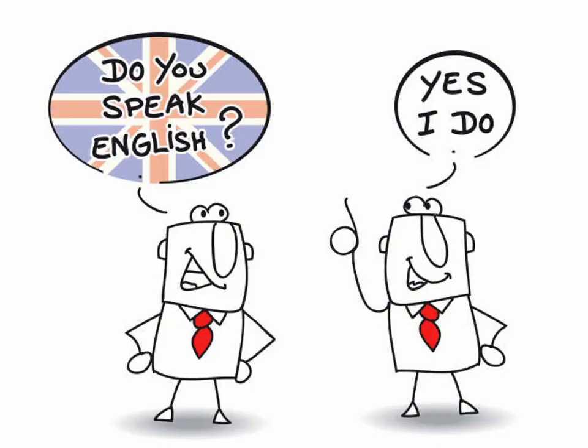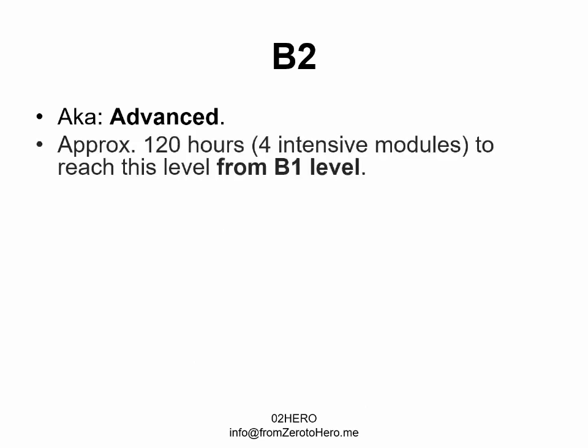You can converse fluently and flawlessly with a native speaker. You can also build a logical argument and write a report. So, to recap, the B2 level is known as the advanced level, and you will need approximately 120 hours to reach this level from the previous B1 level.